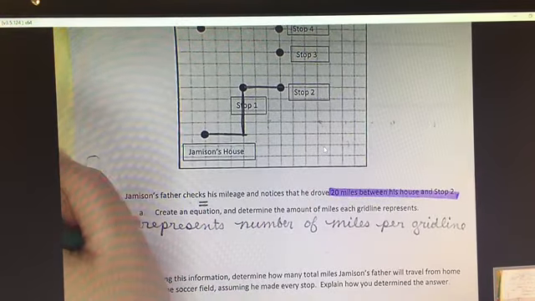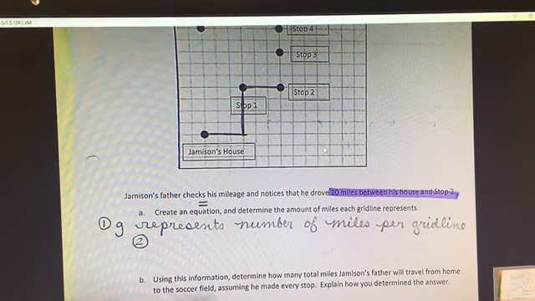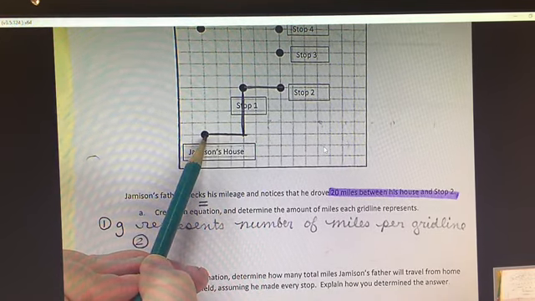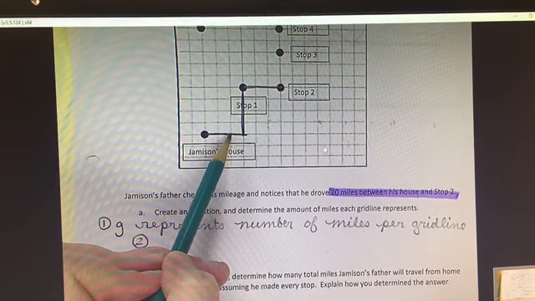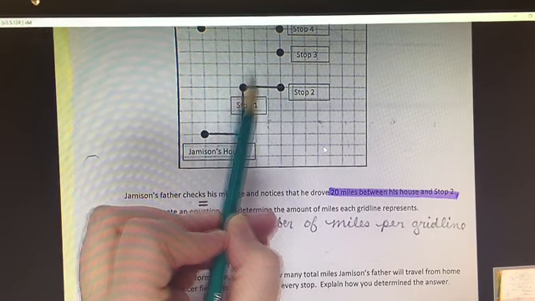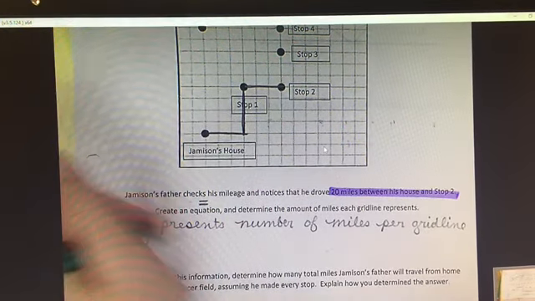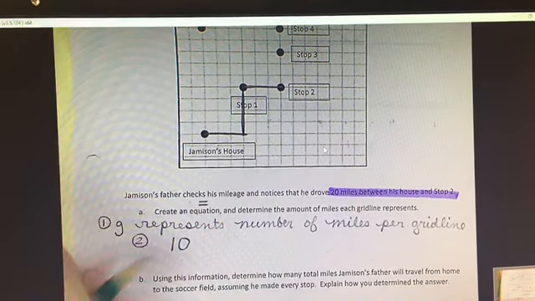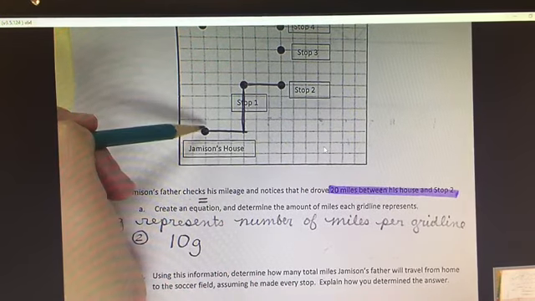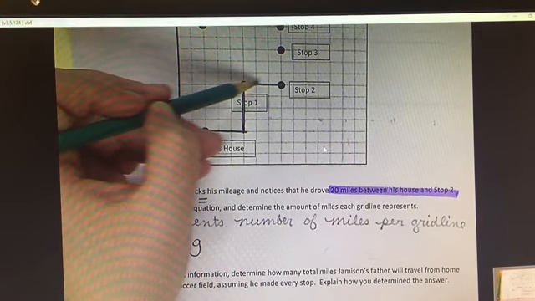So the second thing that you're going to do is create your equation, okay? So we need to count how many grid lines there are between Jameson's house and the second stop. So there's 1, 2, 3, 4, 5, 6, 7, 8, 9, 10. So we have 10 grid lines that we traveled. So 10G. And like I told you, it doesn't matter which way you go. Let's say we went this way. 1, 2, 3, 4, 5, 6, 7, 8, 9, 10.